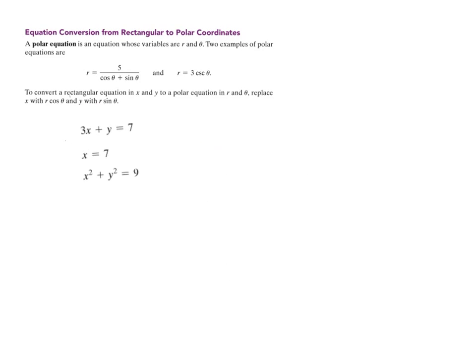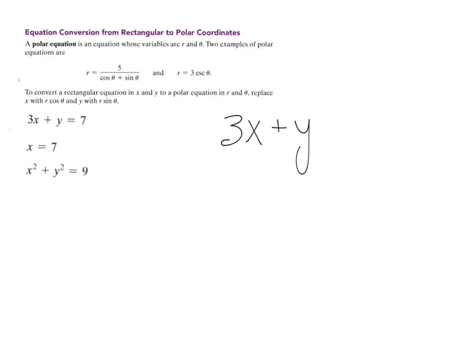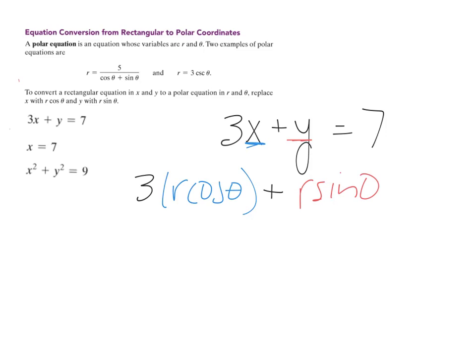Okay, so our first one is 3x plus y equals 7. Okie dokie. The 3 stays. The x becomes r cosine theta, plus the y becomes r sine theta. It's just kind of like substitution. You're just looking for things that you can pull out of the equation and other things you can plug back in.